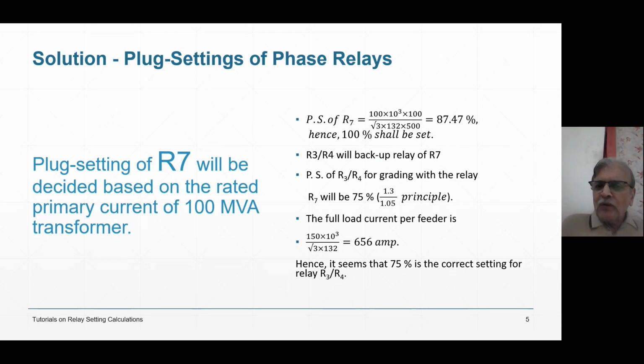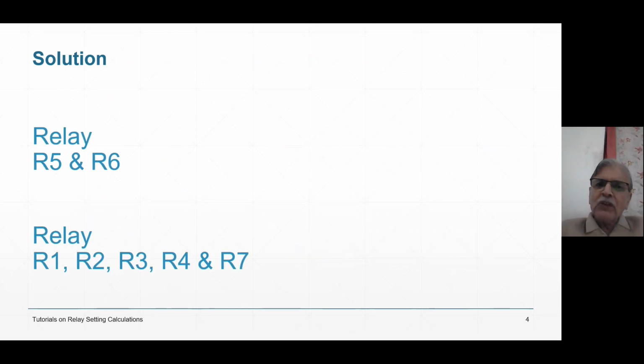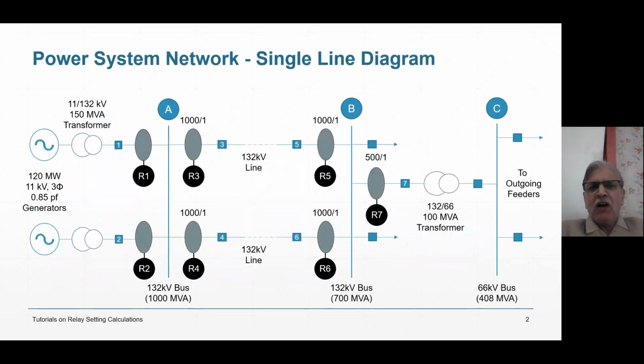So, the PS of R3, R4 for grading with the relay R7 will be 75%. By the 1.3 divided by 1.05 principle, the PS of R3, R4 should be greater than that. I am saying R3 or R4 because R3 and R4 are the same. Our system is symmetrical. Both generators are 120 megawatt, both GTs are 150 MVA, and both transmission lines are identical. Therefore, whatever is the plug setting of R3, the same is R4.